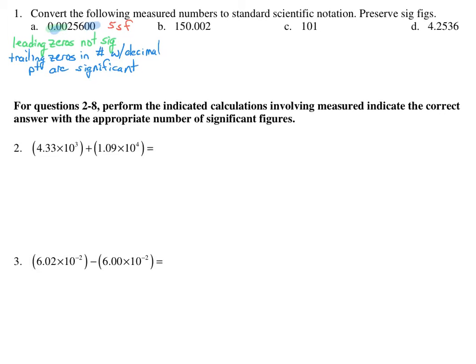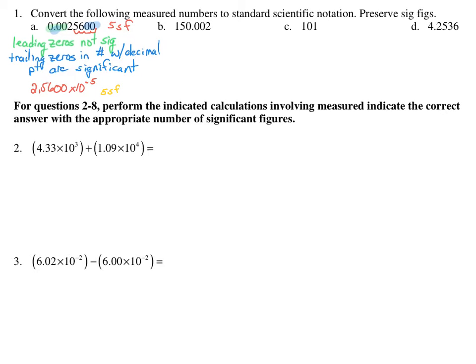To get the coefficient, we have to move the decimal point 1, 2, 3, 4 spaces. Our coefficient is 2.5600, and since we've moved the decimal point 5 spaces, our exponent is 5. Since this number is less than 1, it has to be a negative 5. And note in this number that there are 5 significant figures.